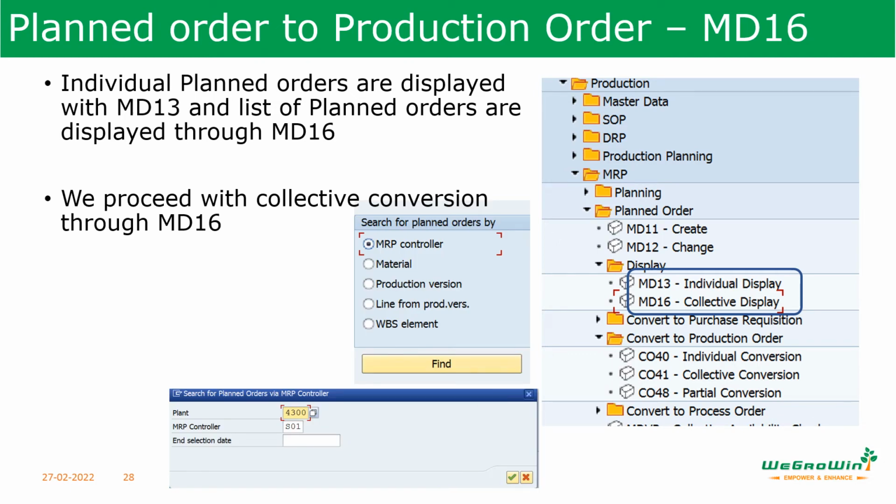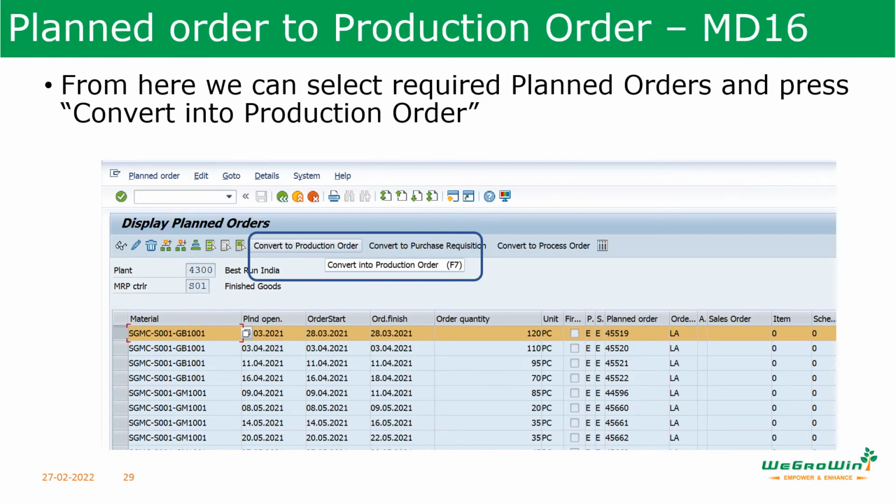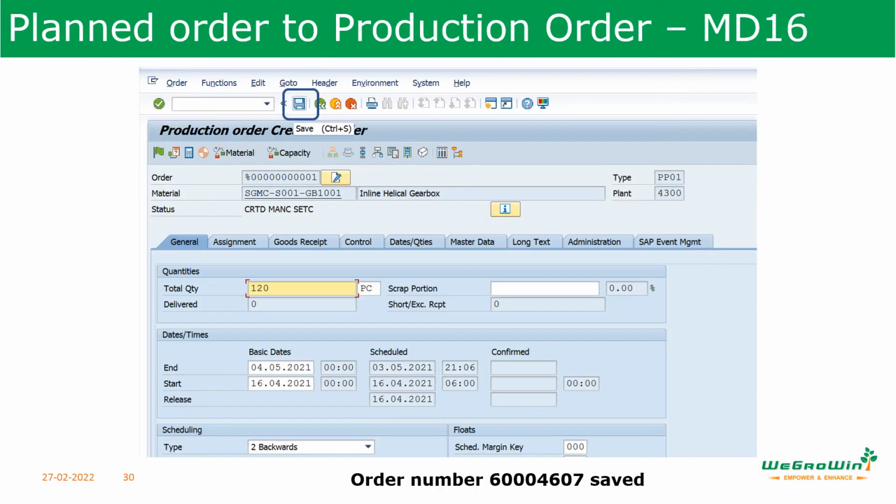When you enter MD16, the system will ask on which basis you have to select. Here we selected MRP controller. So enter the plant and MRP controller. The system lists all the planned orders which are required to be converted. Select the required planned orders and press convert to production order. When you press this, the system will convert them into production orders. Here we see the production order details, like the production order creation page we saw. Here we save the order, and then the order is saved.